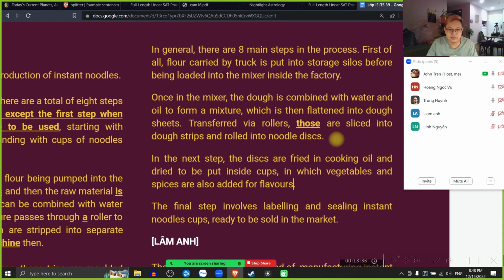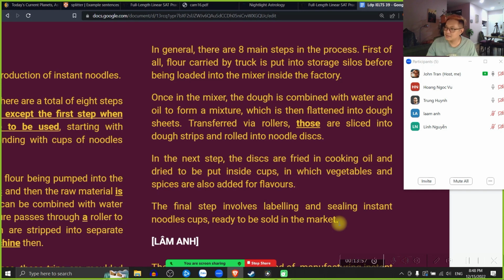I also added for flavors. I also added flavor. So you mean many flavors, right? Yeah. The final step involved labeling and sealing instant noodle cups, ready to be sold in the market.